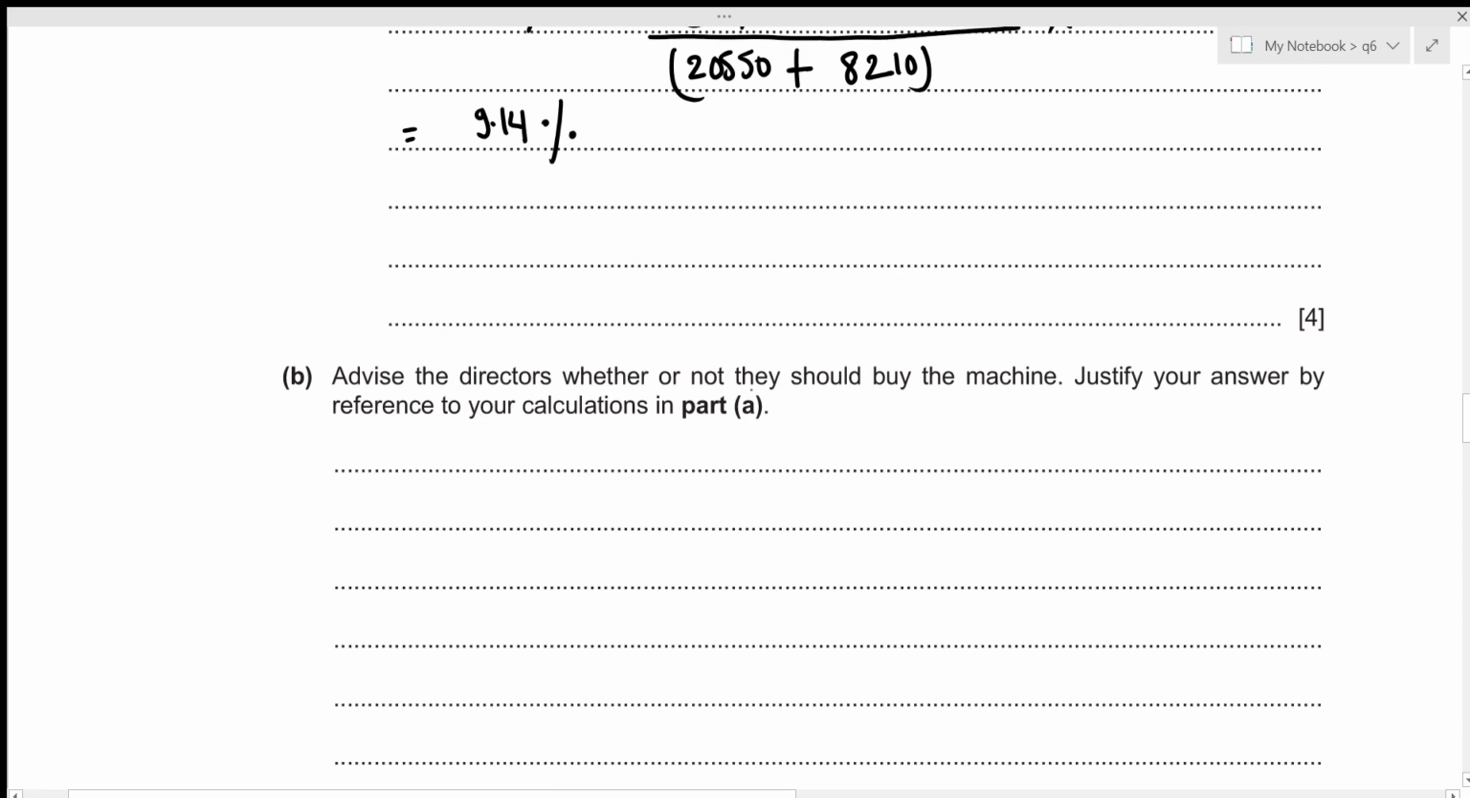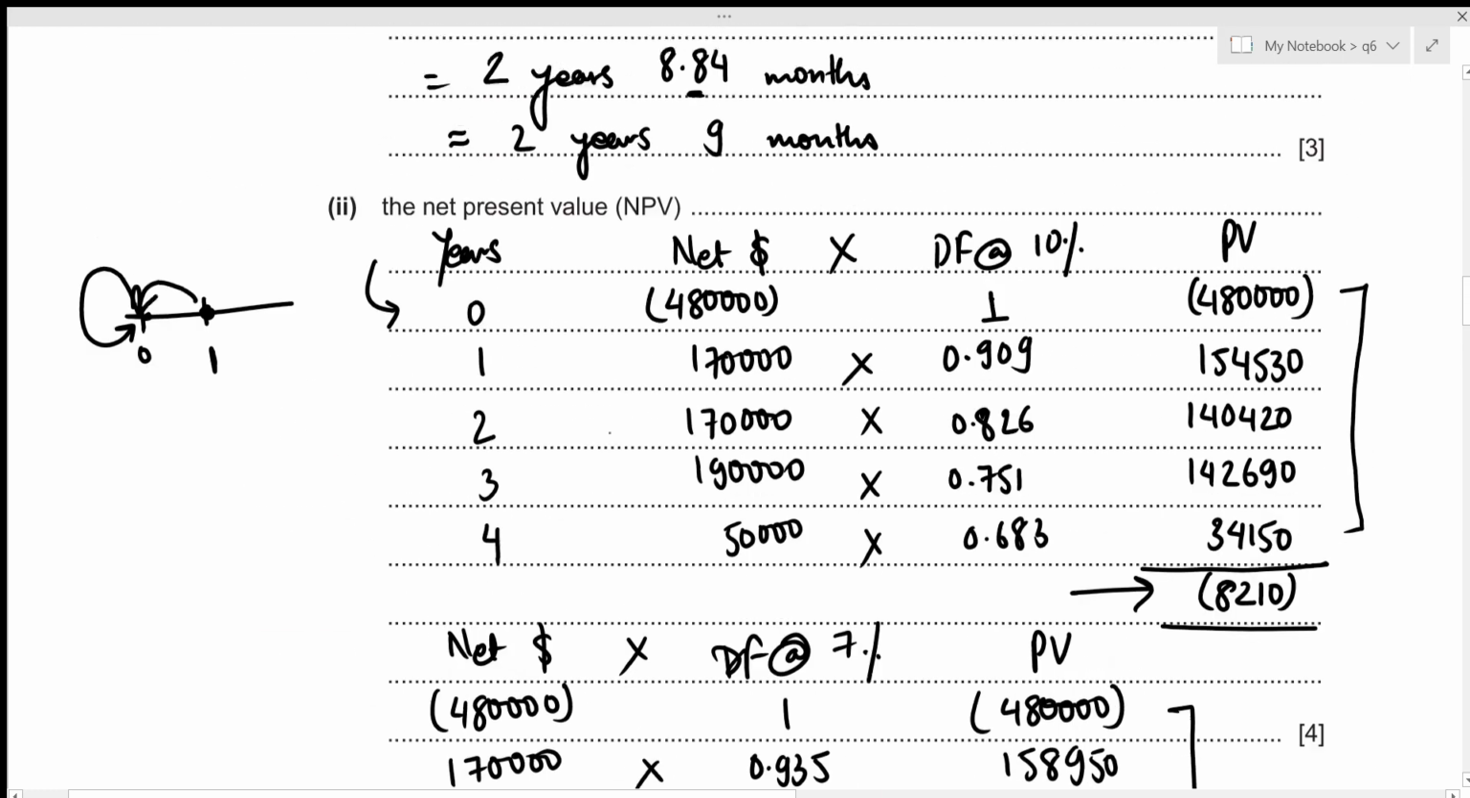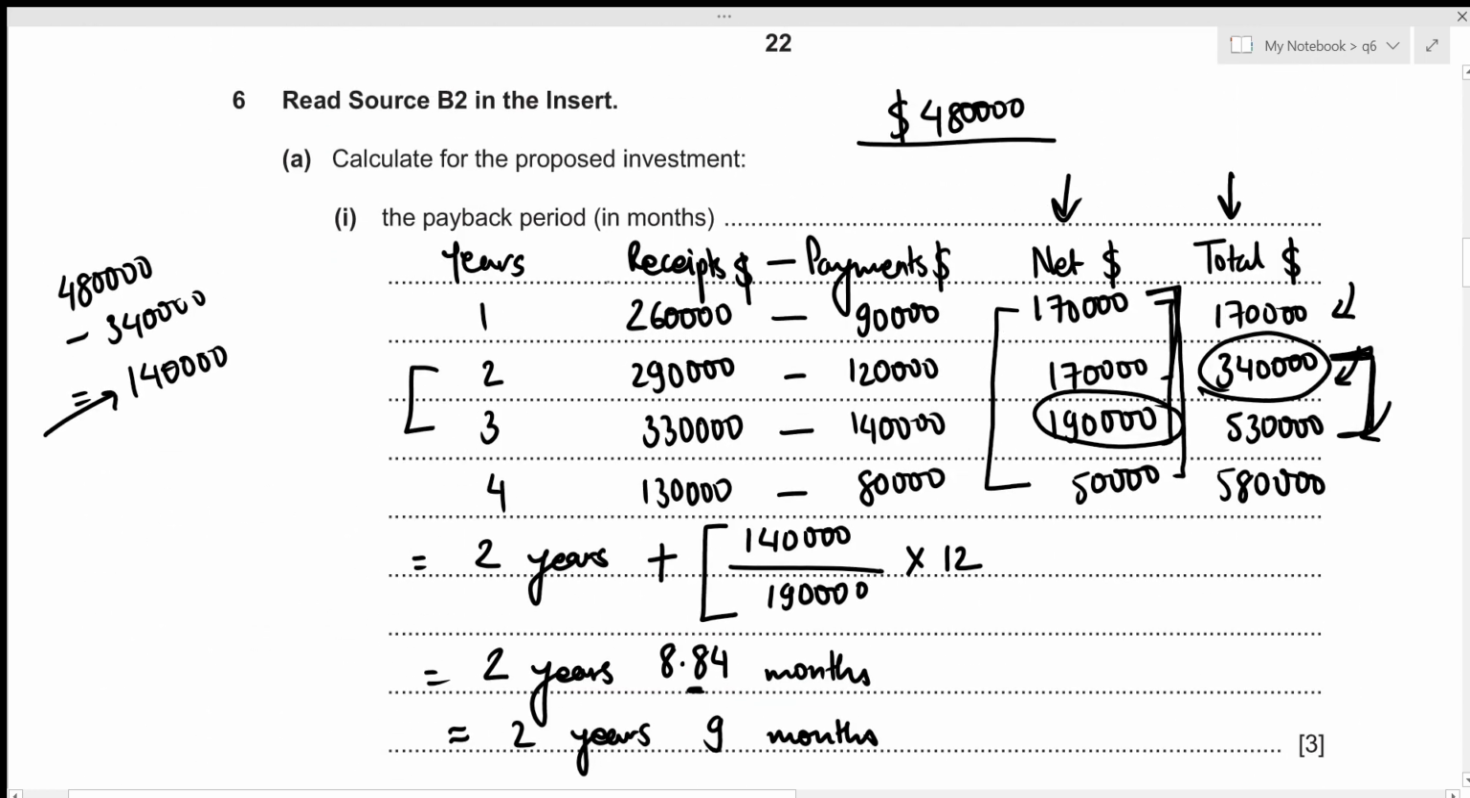Advise the directors whether or not they should buy the machine. Justify your answer by referencing the calculations in part A. Okay, so the first thing that we figured out was the payback period, and we know that the machine has a useful life of 4 years. So the machine can only be used for 4 years, right? And we figured out that our payback period is 2 years, 9 months.